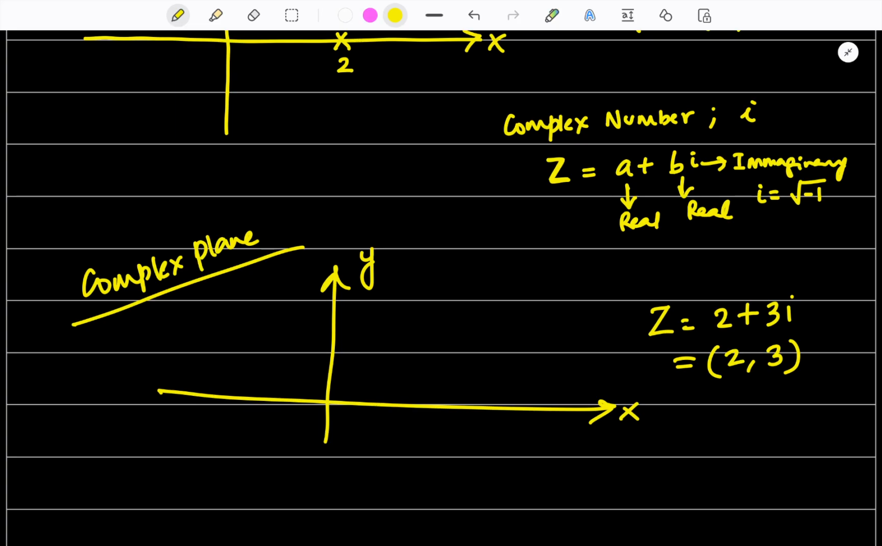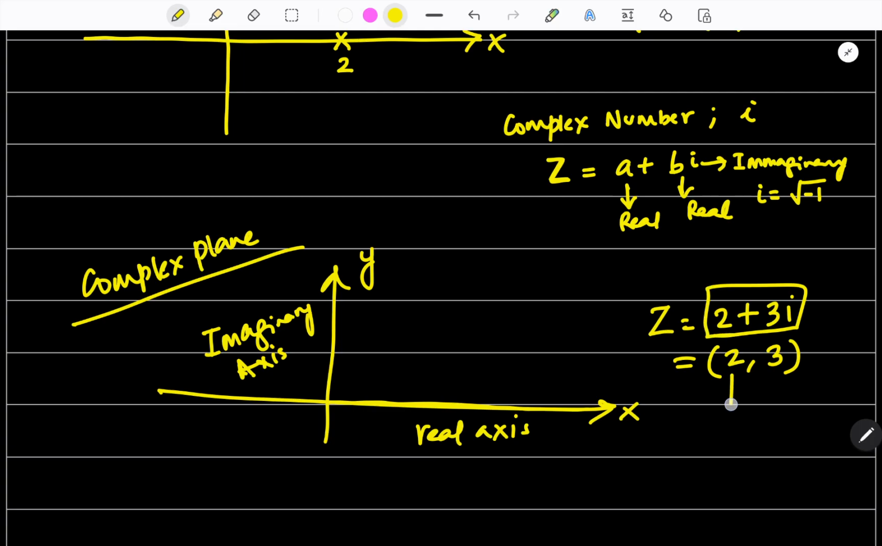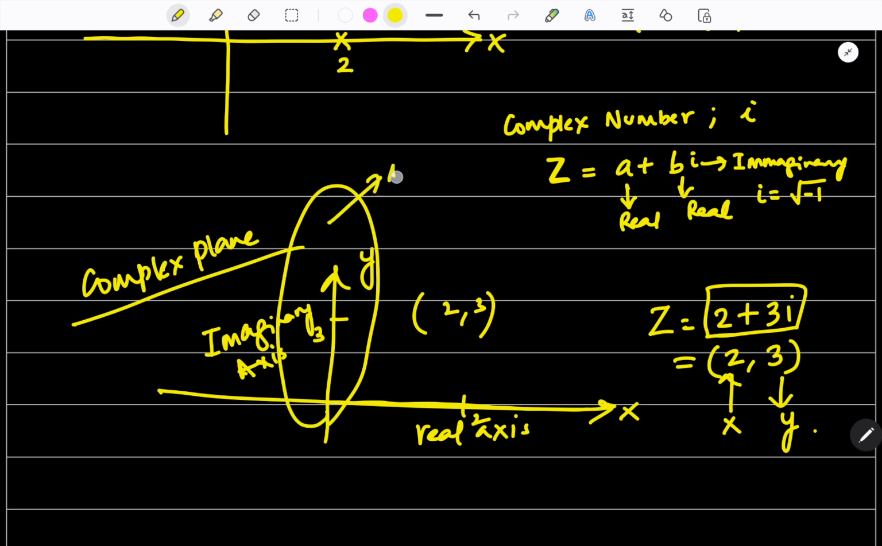So in the complex plane, this horizontal axis is called the real axis. Okay, right. And the vertical axis is called the imaginary axis. So the point 2 plus 3i means 2 is for x and 3 is for y. So this is the point 2 and this is the point 3. So this is the point (2, 3). So the i values will be taken over the y-axis. All the i's will be on the y-axis. Keep that in your mind, right?